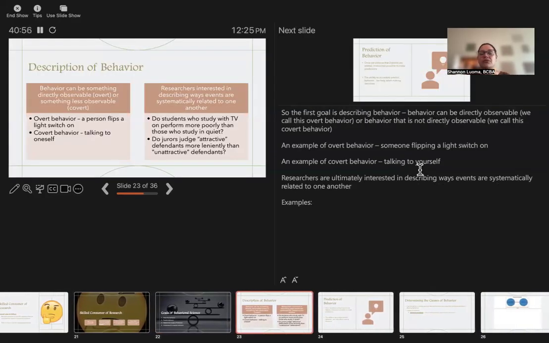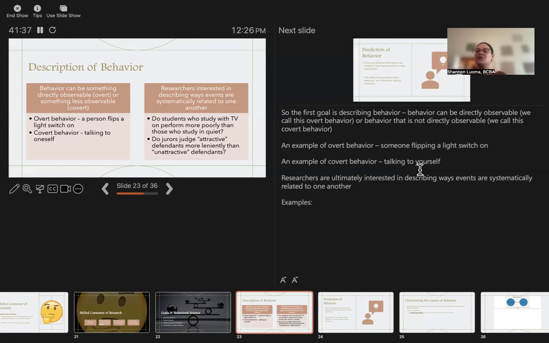So the first goal, of course, as I've said, is describing behavior. Behavior can be directly observable. We call this type of behavior overt behavior. Or we can also have behaviors that are not directly observable. We call this covert behavior. To give you an example of each, an overt example of behavior, something we can see, is someone getting up, walking over, and flipping a light switch on, right? If we were to do that in the classroom and you watched someone walk over to switch the light on, that is something we can all observe outwardly, right? Everyone can see it.